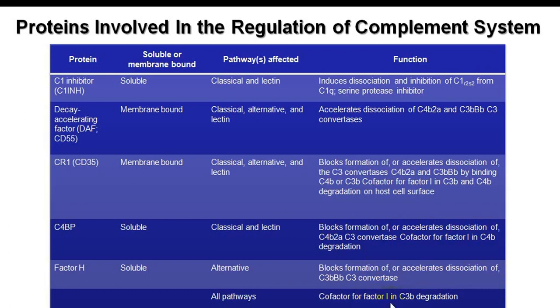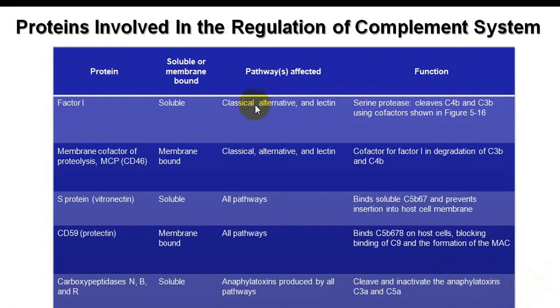Further, you have factor I, which is soluble. Membrane cofactor of proteolysis, MCP, is membrane bound, again in classical, alternative and lectin pathway. It's a cofactor for factor I and helps in degradation of C3b and C4b. S protein and protectin, we already saw in the previous slide: S protein binds to the C5b-6-7 complex and prevents its insertion, whereas protectin blocks polymerization of C9. Carboxypeptidase N, B, and R degrade, cleave, or inactivate the anaphylatoxins C3a and C5a.